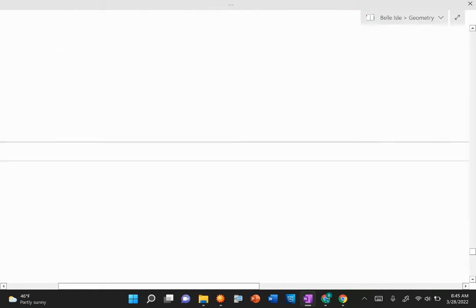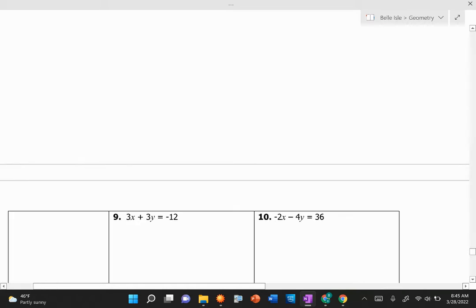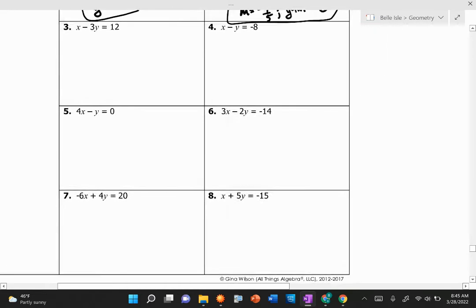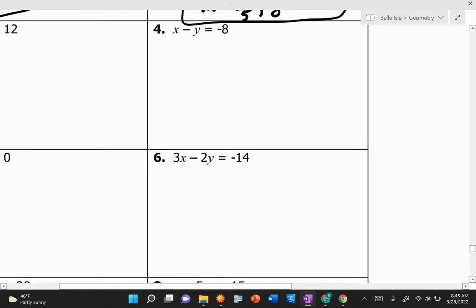in this first part. So if you would, sorry about that, if you would do the even numbers on this first page, let's go 4, 6, and 8. Go ahead and pause, and then you can hit play whenever you're ready.